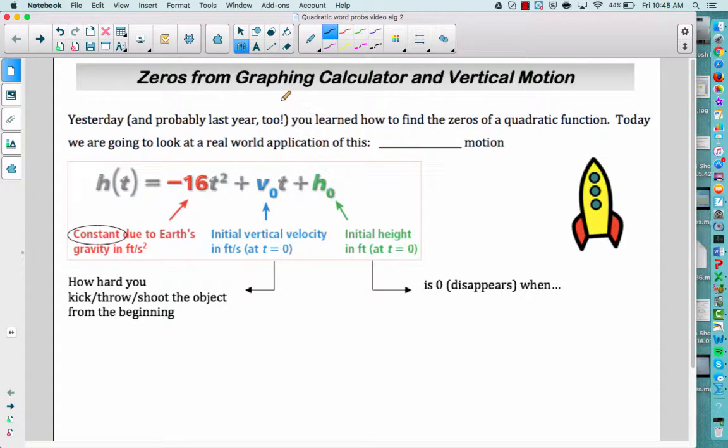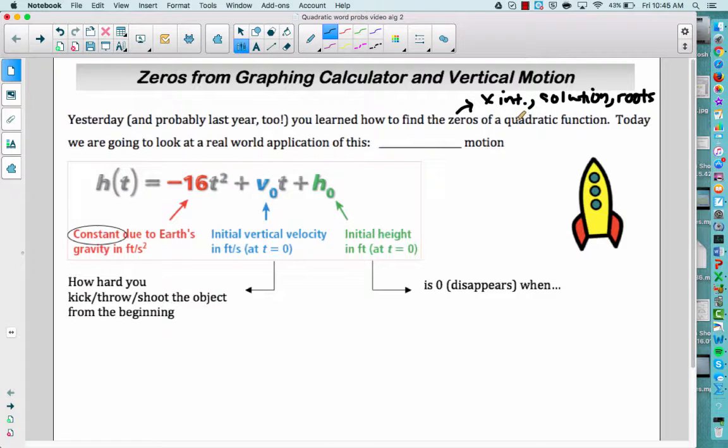Hi everyone. Today we're going to be talking about the zeros from graphing using the calculator and vertical motion. So we're going to be talking about zeros of a function or of a quadratic function. And yesterday in class we learned how to solve a quadratic equation to find the zeros. Remember, we also called those zeros the X intercepts of the graph. We called them the solutions to the function. We called them the roots of the function. So essentially we're finding the same thing.